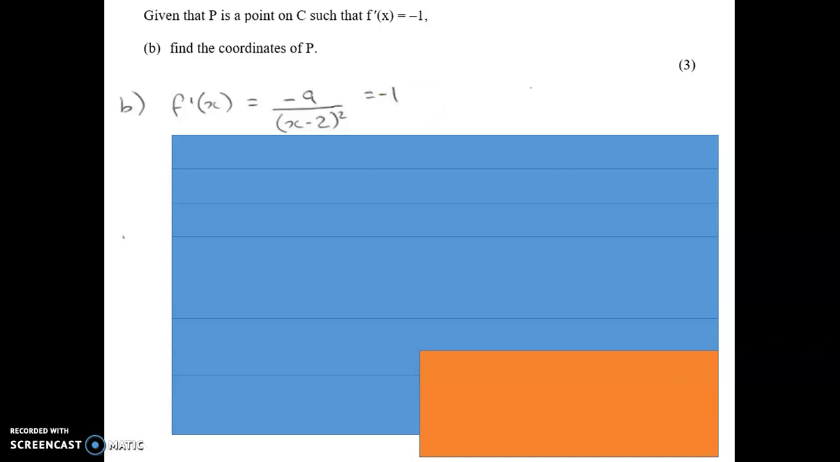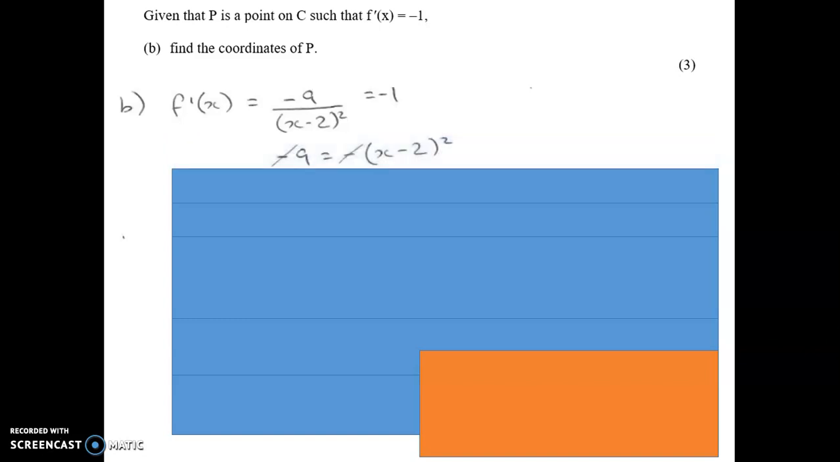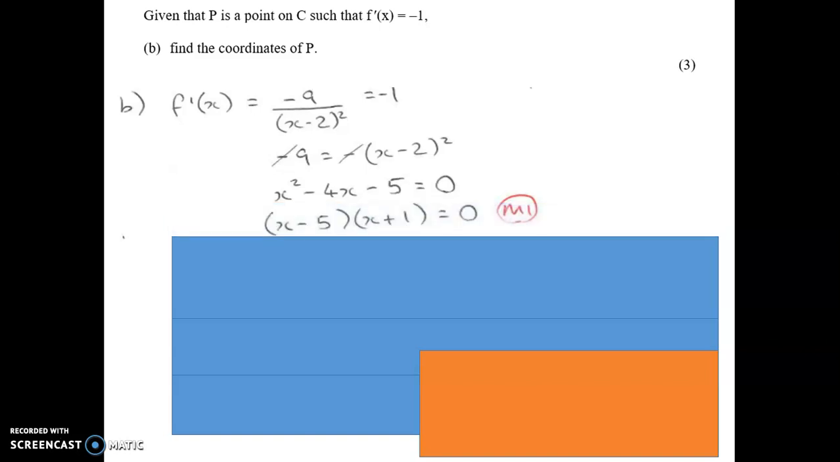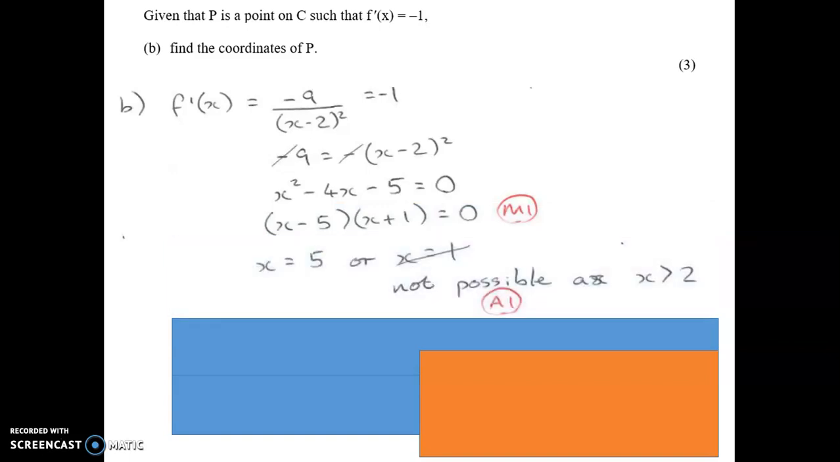So the x is in the denominator. First thing I'm going to do is multiply through by the denominator. Negatives on both sides, so I can cancel those. And then I just need to expand the right hand side and move everything across, and I get a quadratic equation. And you could use your CWC calculator to solve that quadratic equation. It factorizes quite nicely anyway, so we end up with solutions here of 5 or -1.